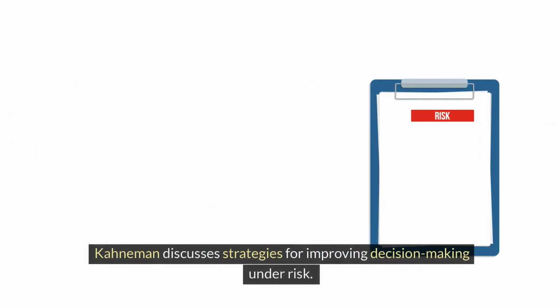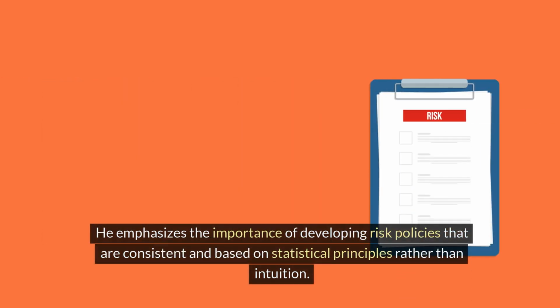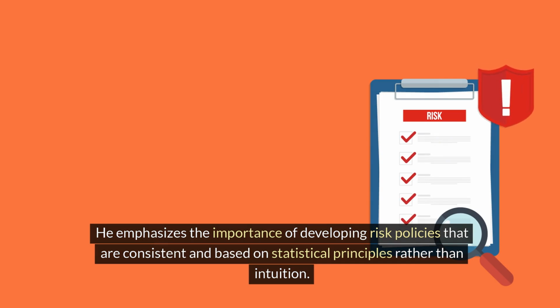Chapter 31, Risk Policies. Kahneman discusses strategies for improving decision-making under risk. He emphasizes the importance of developing risk policies that are consistent and based on statistical principles rather than intuition.